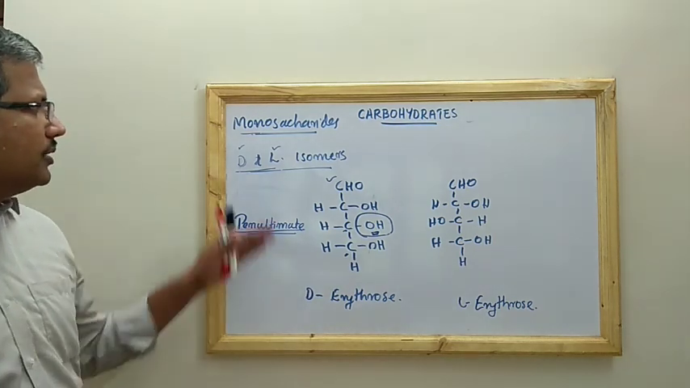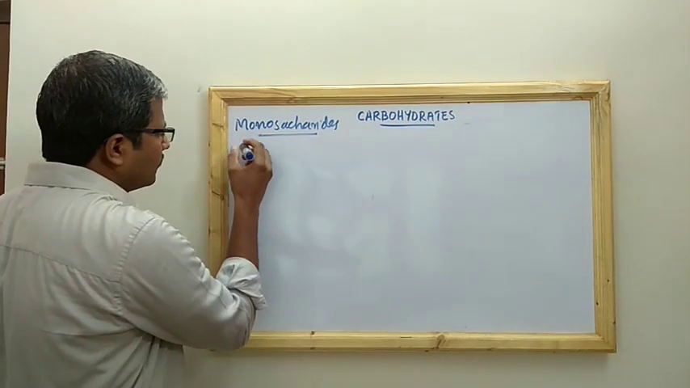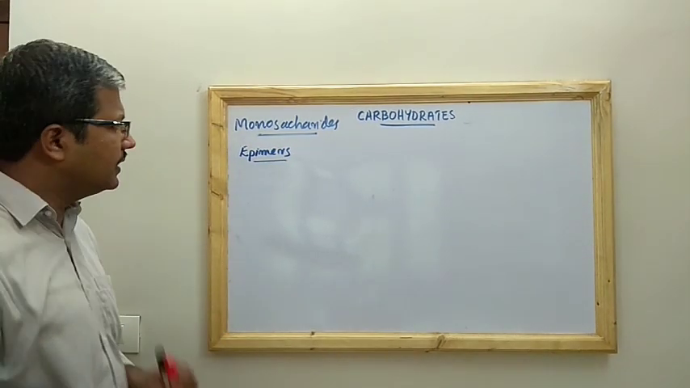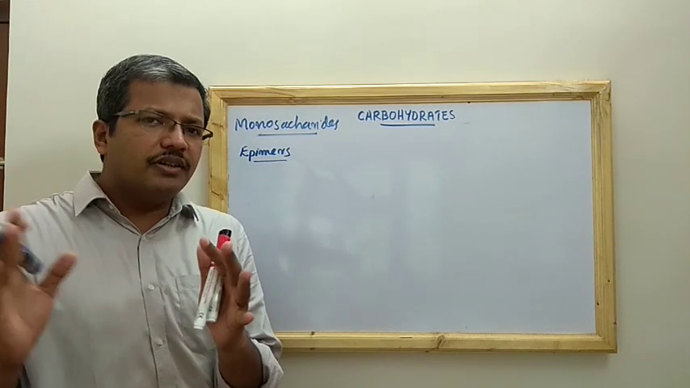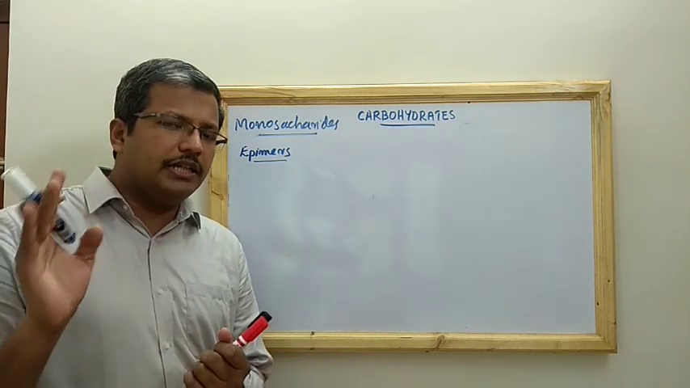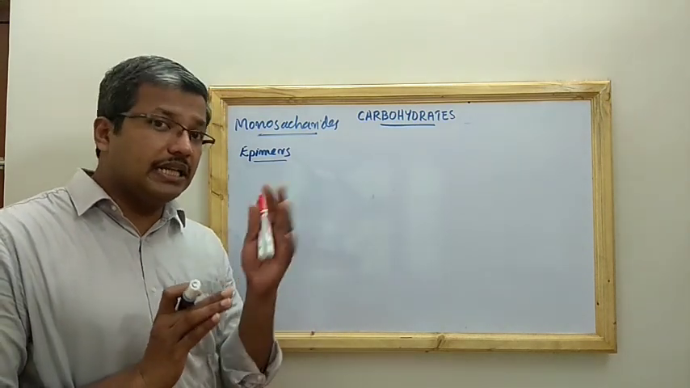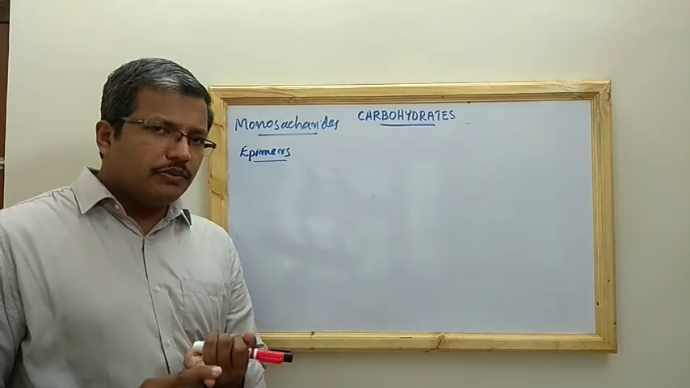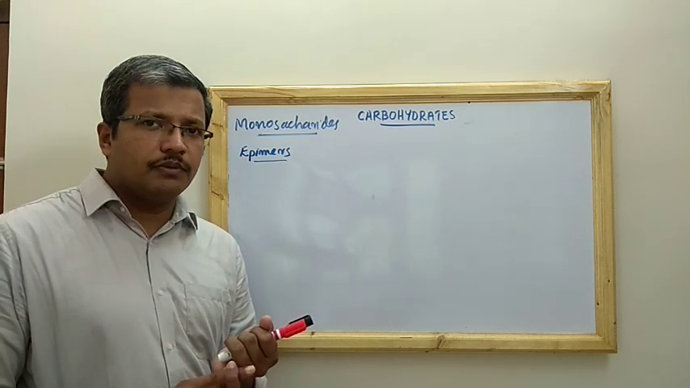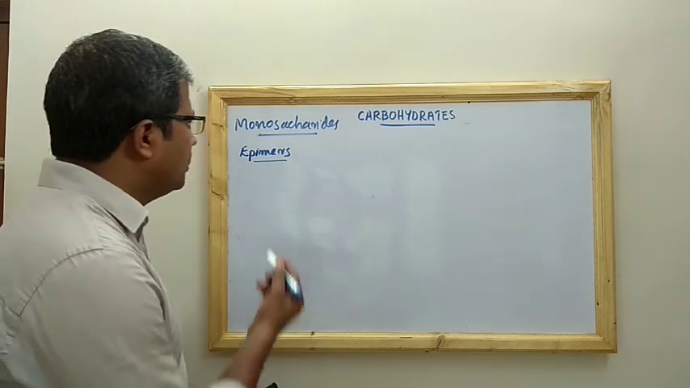Now let us see another isomer, that is the epimers. Epimers are monosaccharides which differ in their configuration at only one carbon, except the penultimate carbon, because we already utilized the penultimate carbon for the D and L isomers. So epimers are monosaccharides which differ in their configuration at only one carbon other than the penultimate carbon. That is what is meant by epimers.